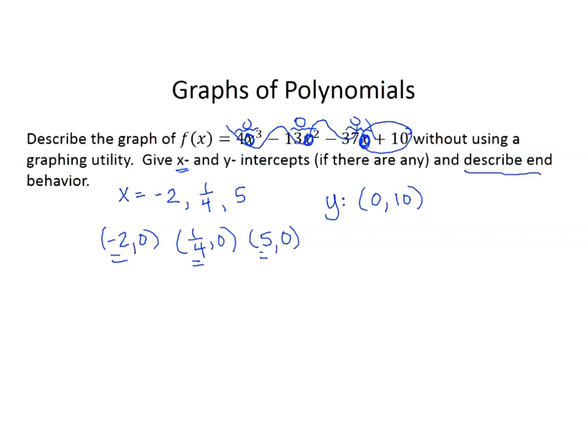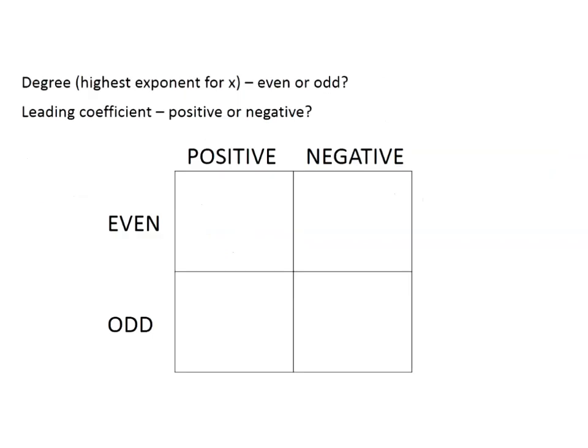Now, this also asks us to describe end behavior. So let's look for a minute at end behavior and what that means, and then we'll come back to this question. So we're going to look at two things to determine end behavior. We're going to look at the degree, which is the highest exponent we have for x, and we're going to look at the leading coefficient.